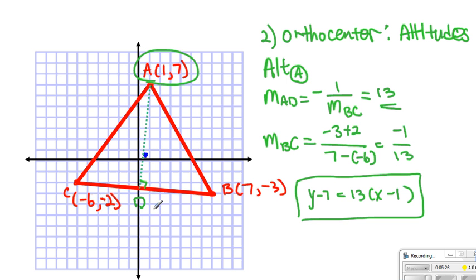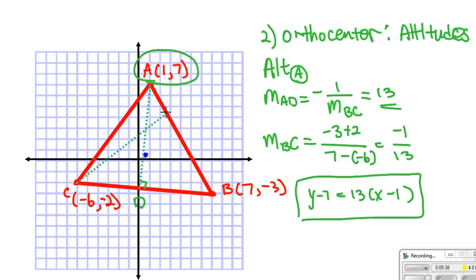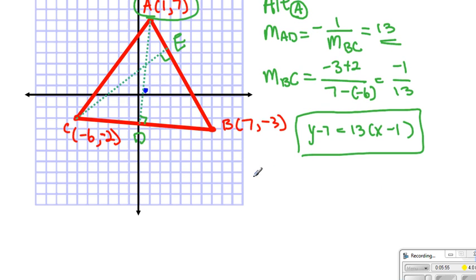How do we get the second equation? Maybe we'll find the altitude from point C. The altitude would be somewhere along this line, showing that this is a right angle, which makes it an altitude. Let me call this point E. Once again, to find the slope of CE, the slope of the altitude, we get the negative reciprocal of the slope of its opposite side, which is AB.